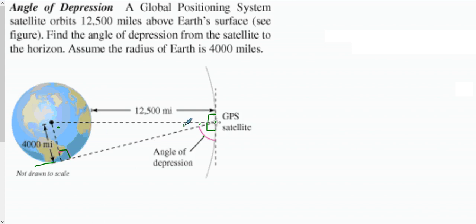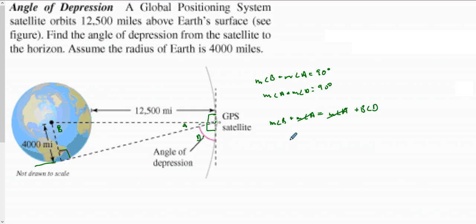I'm going to call this angle A, we'll call this angle B, and I'll call this angle D for depression, angle of depression. We know that the measure of angle B plus the measure of angle A has to equal 90 degrees, correct? We know that the measure of angle A plus the measure of angle D also has to equal 90 degrees, because it's perpendicular going out. And so we can set these equal to each other. The measure of angle B plus the measure of angle A equals the measure of angle A plus the measure of angle D. These two we can cancel out, subtract them. So the measure of angle B has to equal the measure of angle D.